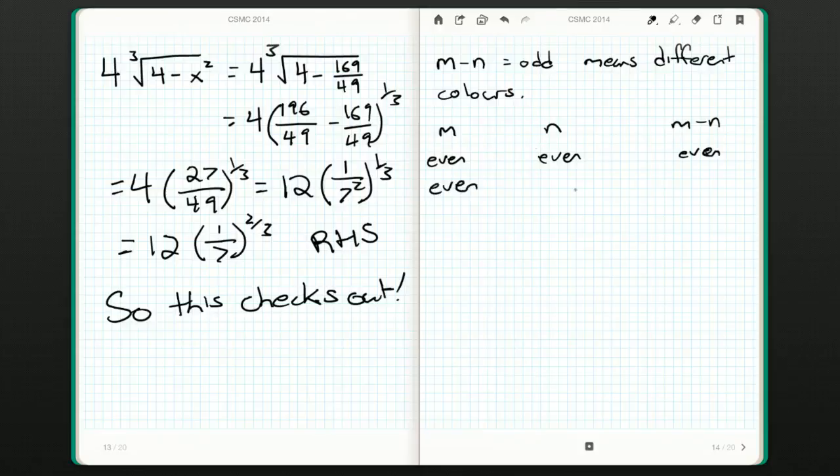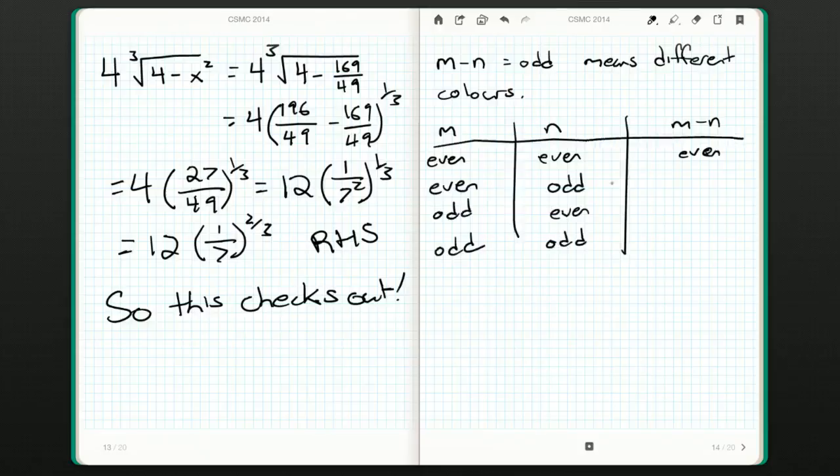How about if M is even and N is odd? Then we'll have odd. So if M is even and N is odd, the difference is going to be odd. So that's important. If M is odd and N is even, that difference is also odd. And if they're both odd, it's even. So the difference between 2 odd numbers like 17 and 7, that's even.